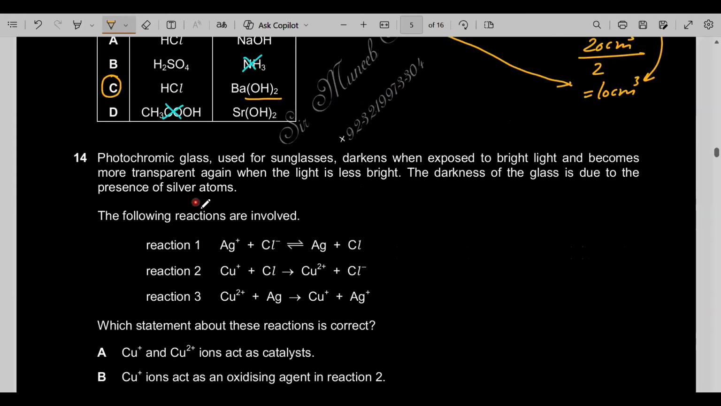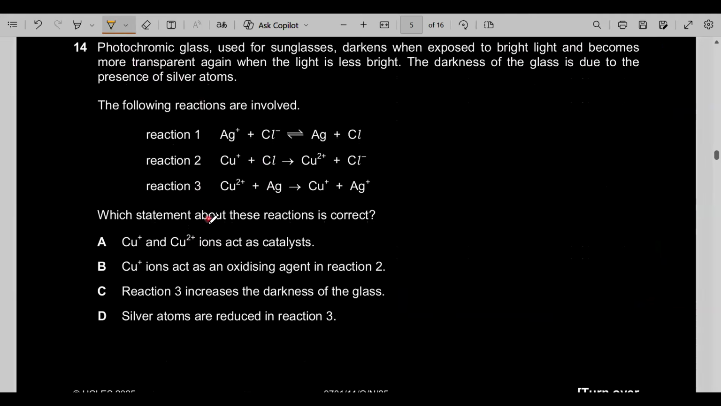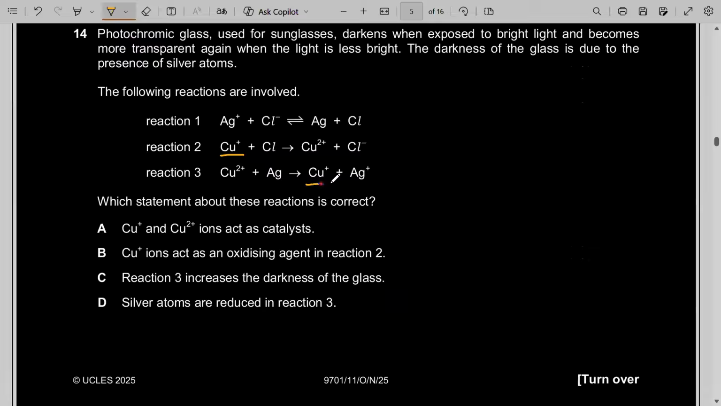Now question number 14. We have to verify which of the statements is correct. So in option A, it says Cu+ and Cu2+ act as catalysts. We can see that the copper ion is reacting here and it is produced here. Cu+ is both reacted and produced. So yes, it works as a catalyst. And Cu2+ is produced here and it is reacted here. So it is again a catalyst. So Cu+ and Cu2+ are both catalysts. That is correct. But even then we verify the other three statements.